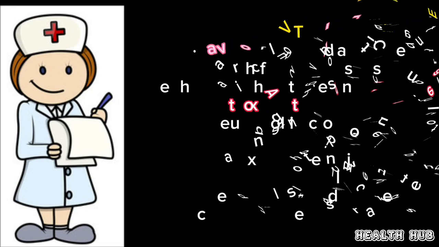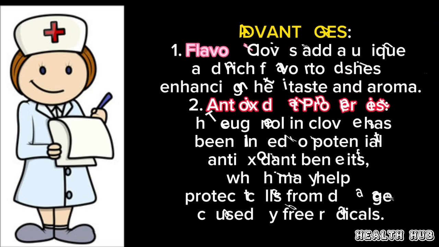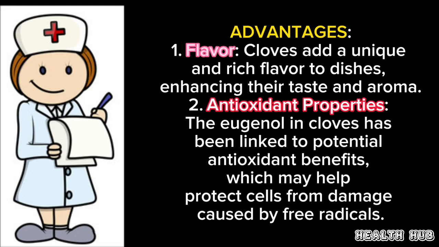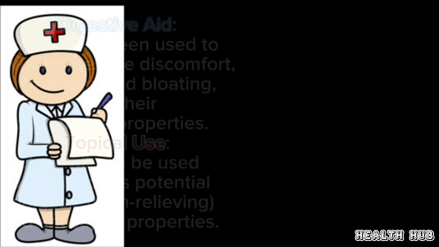Advantages. 1. Flavor. Cloves add a unique and rich flavor to dishes, enhancing their taste and aroma. 2. Antioxidant properties. The eugenol in cloves has been linked to potential antioxidant benefits, which may help protect cells from damage caused by free radicals.